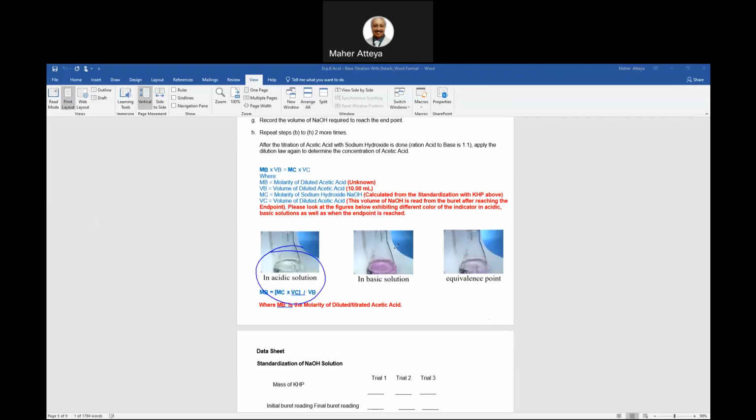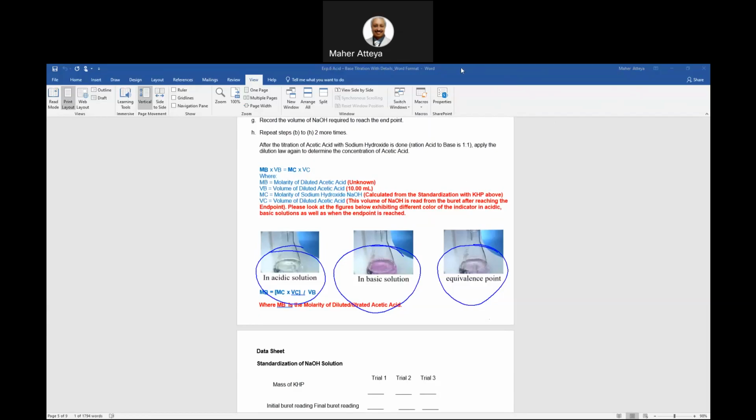In basic solution it will be what? Pink, correct? When you titrate acid against base, you will get a very weak, faint pink color. So acidic medium is colorless, and basic solution or medium is pink. When you titrate the acid with the base, you are expecting to get a faint, weak pink color. Correct?